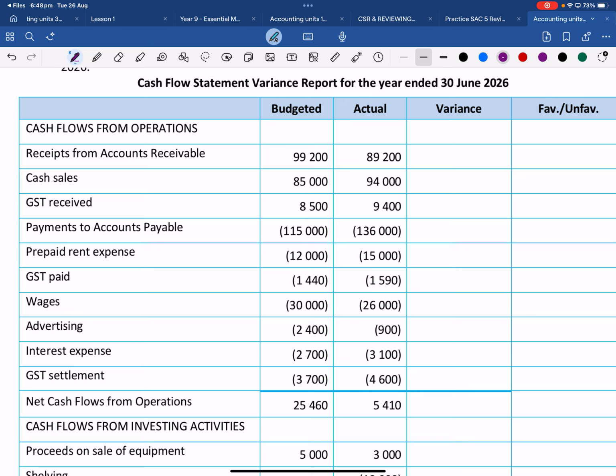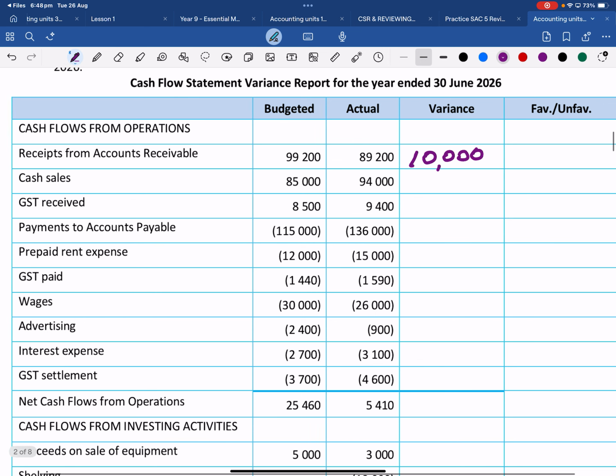Okay. Now look. Receipts from accounts receivable. What's the difference or the variance? 10,000. Right. Now, is it favorable? Is it good or bad? Bad. Should it be actual minus budget, or budget minus actual?